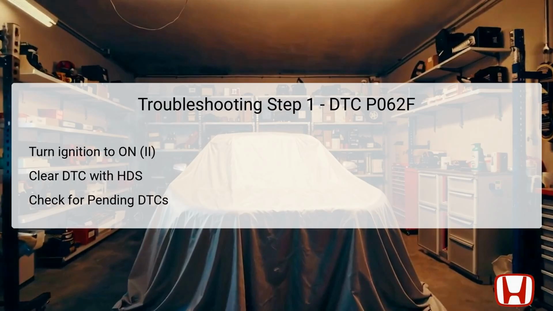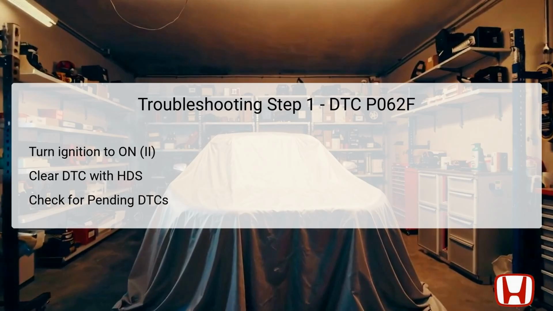The first troubleshooting step for DTC P062F involves verifying the problem by following specific procedures. Begin by turning the ignition switch to the on position, which powers the vehicle's electronics but does not start the engine. Once in this position, utilize the Honda Diagnostic System, or HDS, to clear the Diagnostic Trouble Code. This action resets any stored faults that may reflect past failures.